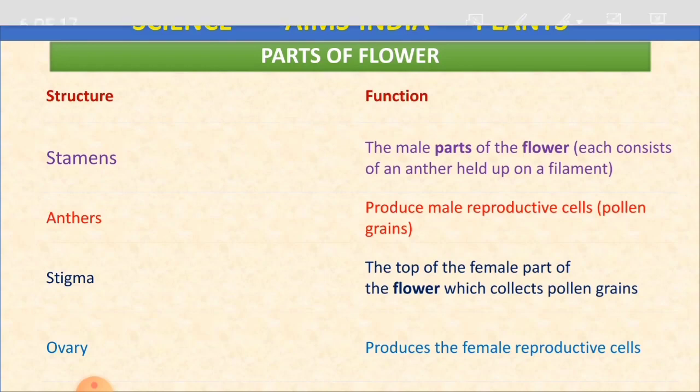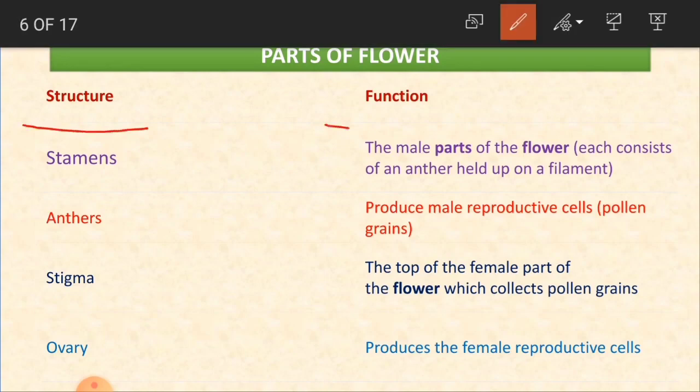So here is the structure and function, like stamens. What are stamens? The male parts of the flower. Each consists of an anther held up on a filament. So stamens come under the male parts. This male part of a flower consists again of two parts. What are they? Anther and filament.